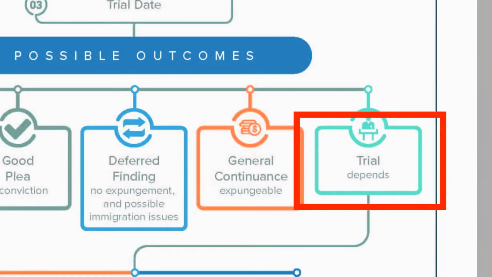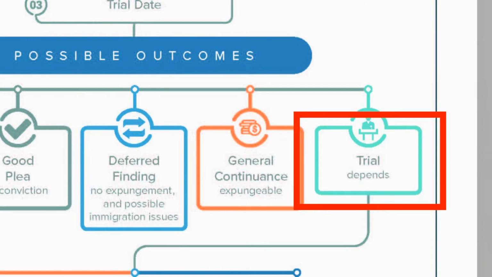Again, a general continuance, it's a private agreement. There's no finding by the court. It's just the case is continued, and then you come to an agreement with the Commonwealth. The deferred finding is there's an actual finding by the court, and that's going to be the linchpin as to why that's not expungable.